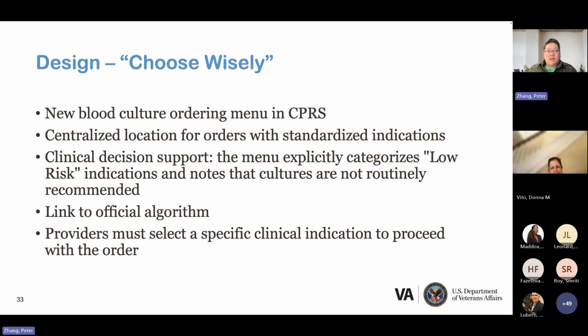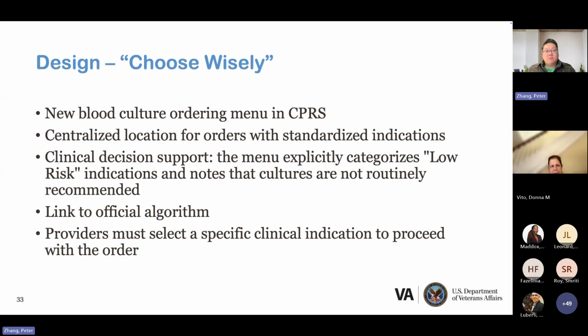We ended up creating a standardized and centralized blood culturing order menu, meaning that every blood culture had to be ordered from this one location in the EHR. The VA uses something called CPRS, which is one of the older EHRs. But we went through the design process very similarly to how we go through here at CHOP or Penn. We included a link to the official algorithm, as well as clinical decision support regarding the recommendation to not order cultures for low risk indications.